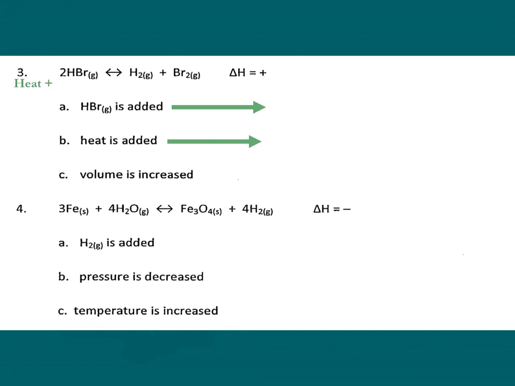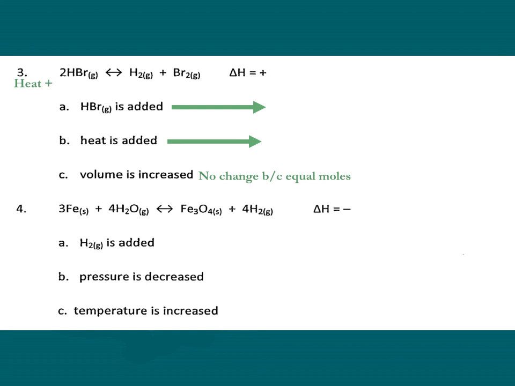In the third situation there, volume is increased. Well, volume will have an effect on pressure. So let's take a look at the moles of gas. On my reactant side, I have 2 HBr, that's 2 moles of gas. And on my product side, I have H2 and Br2. That's also 2 moles of gas. So in this case, volume is not going to have any change because there's equal amount of moles.